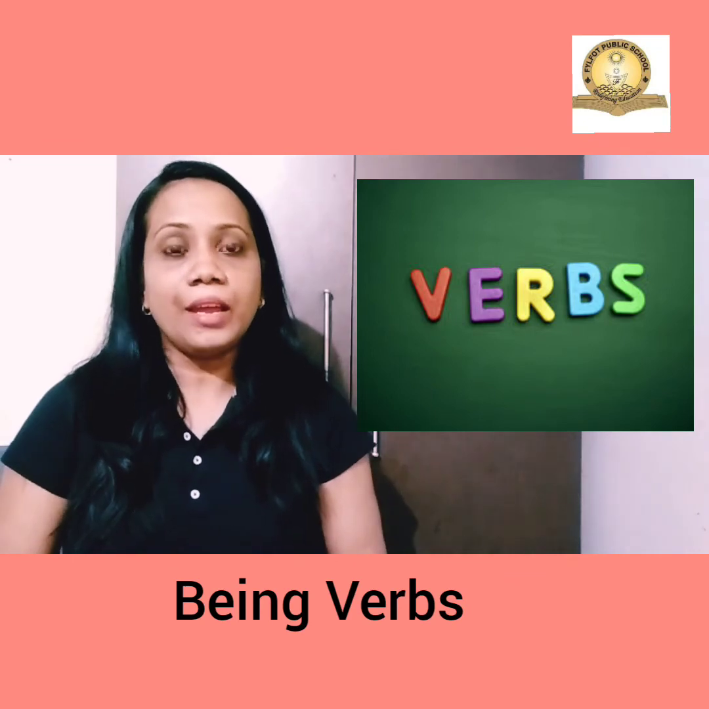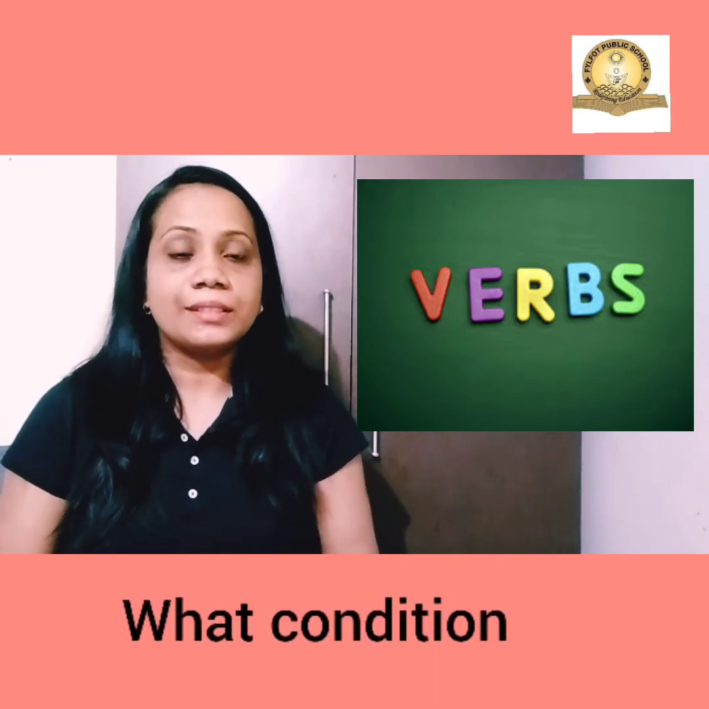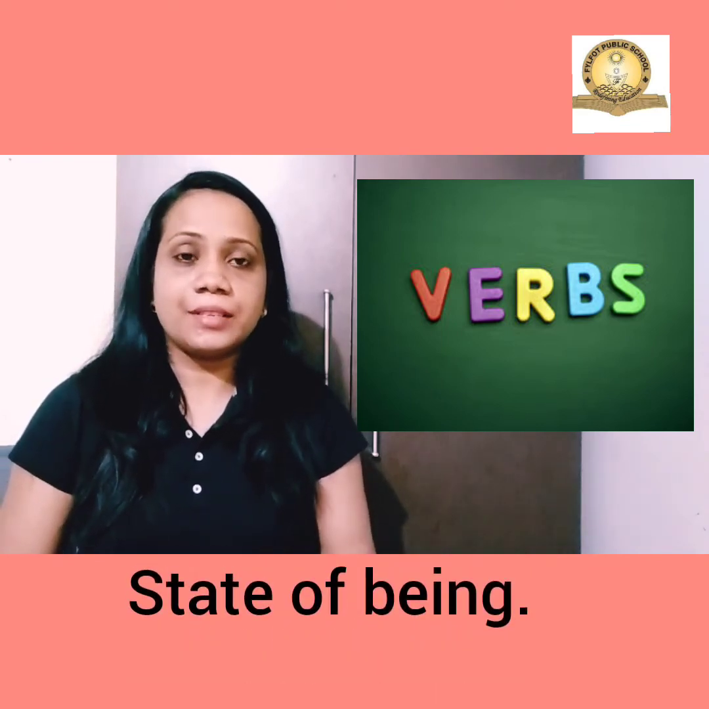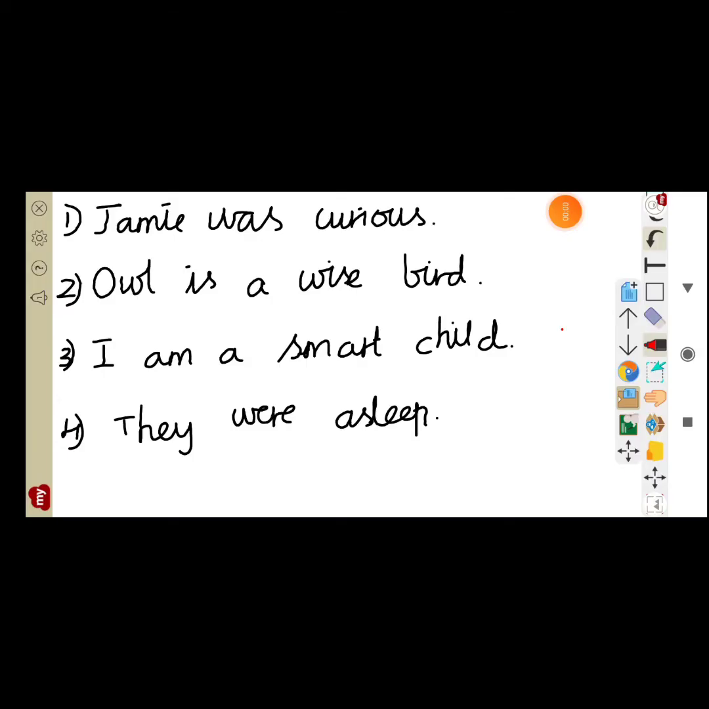Now let's move on to being verbs. Being verbs tell us about a person or a thing is in what condition, or it expresses the state of being. Now let's see being verbs with some examples. Students, now let's understand being verbs using these 4 sentences. So I have 4 examples here. Let's have a look at the first example. Jamie was curious. In the sentence, was is a being verb because it expresses the state of being.